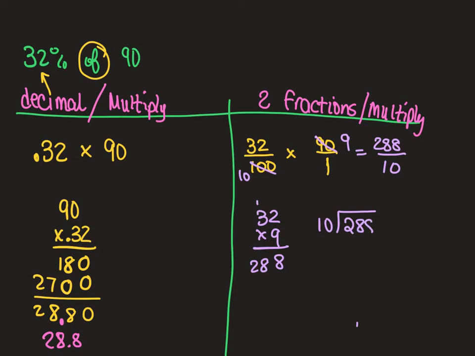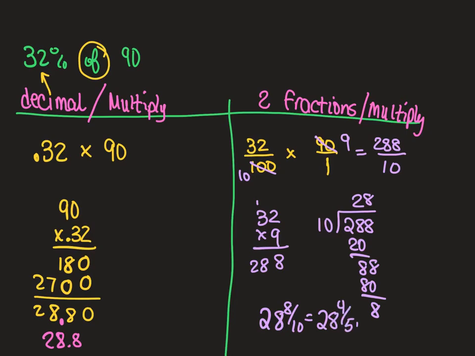288 divided by 10. 10 goes into 28 2 times. Bring down the 8. 10 goes into 88 8 times. At this point, I can make it a mixed number and say 28 and 8/10, 28 and 4/5. Or I can add a decimal and a 0. 10 goes into 80 8 more times. And look, I got the same answer both ways.